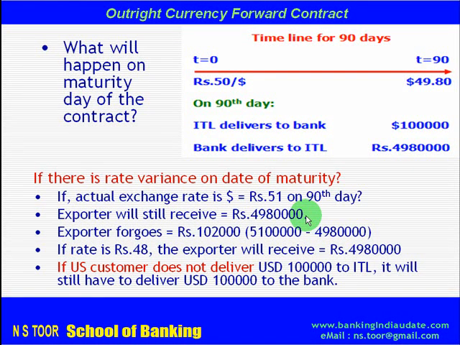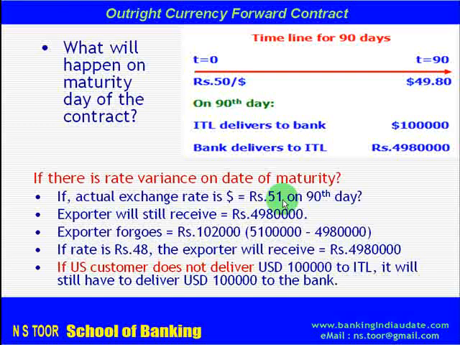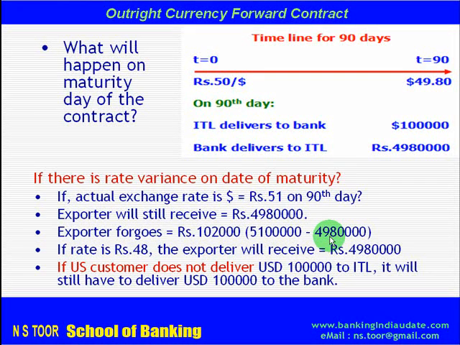In that case, the exporter will have to forgo some amount. Had the exporter not entered into this contract, he would have been receiving 51 lakh rupees at 51 rupees. But actually he is getting 49.80 lakh only. In this process, he is forgoing 1,02,000 rupees.